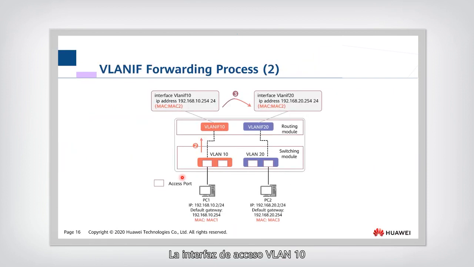Then next, the VLAN 10 access interface will receive this packet, and it will add 10 as the tag into the packet. So in this packet, they have already added the tag, and all the other things don't change. And then it arrives at VLAN interface 10.